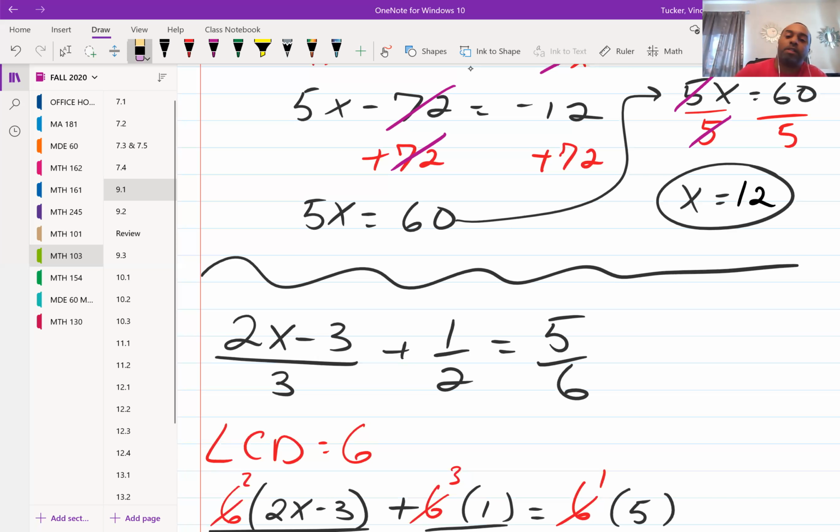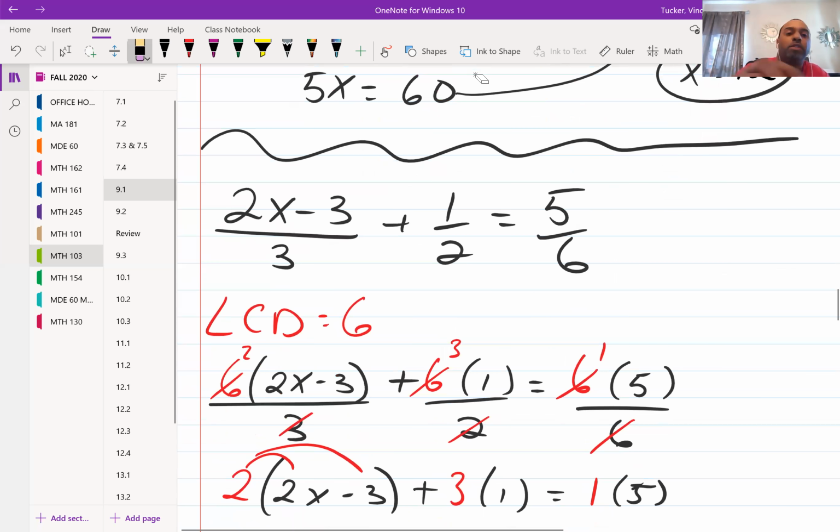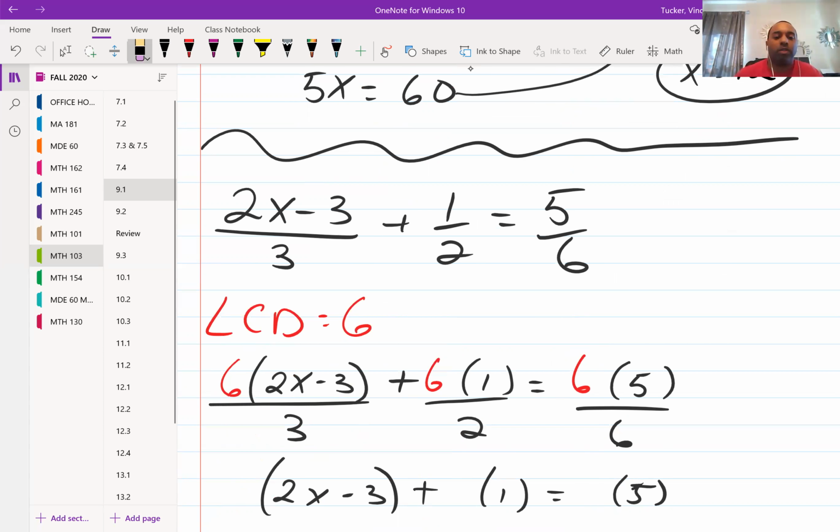Then we're going to take that 6 and multiply it to each numerator. So this is what we have: 6 times (2x minus 3) over 3 plus 6 times 1 over 2 equal to 6 times 5 over 6. All right. Questions? Any questions?